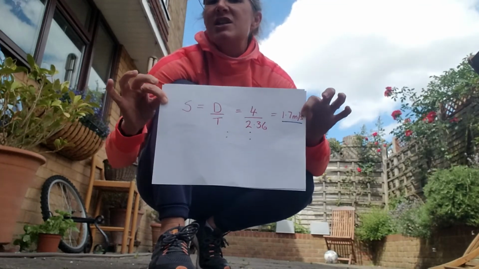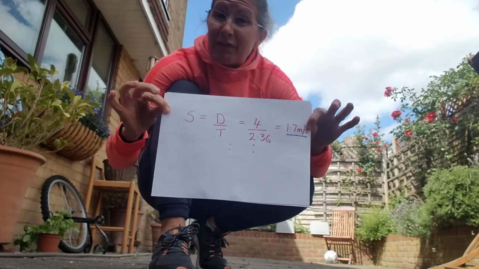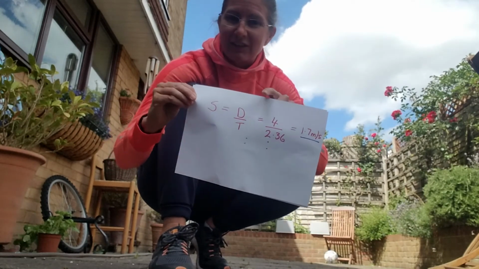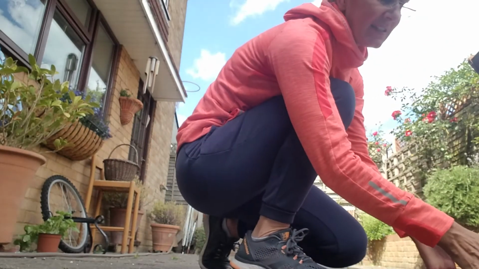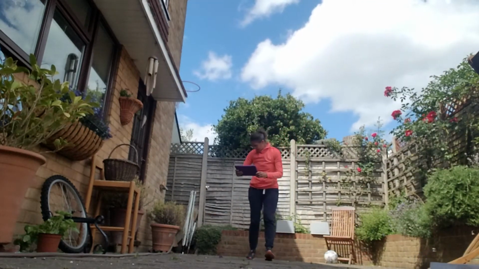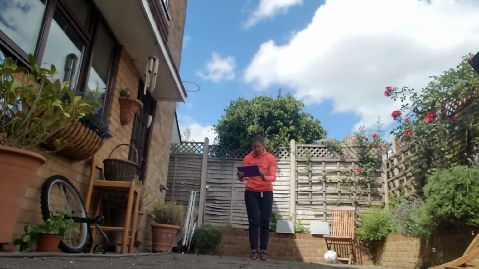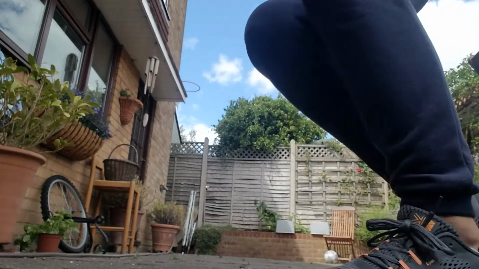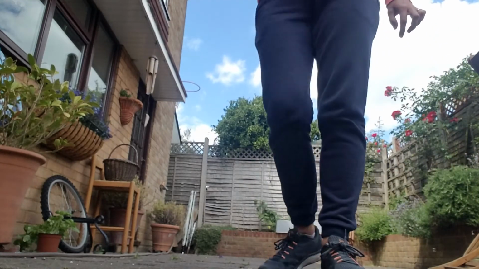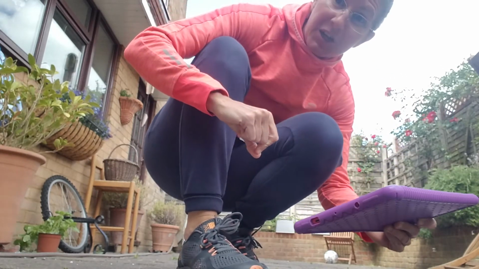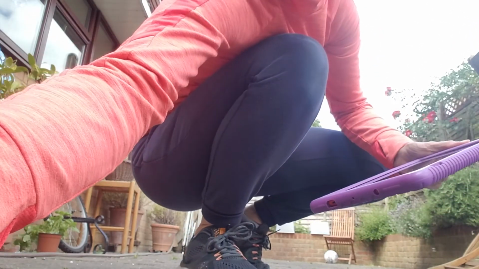So let's try another activity. I'm still going to use my 4 metres, but this time I'm going to try something else. Let's do this. This time I'm going to do that good old side-to-side activity. So I'm going to start off, on your marks, get set, go. Oh, that was fast. This one I'm going to plug into the equation and I'll show it to you in a second.